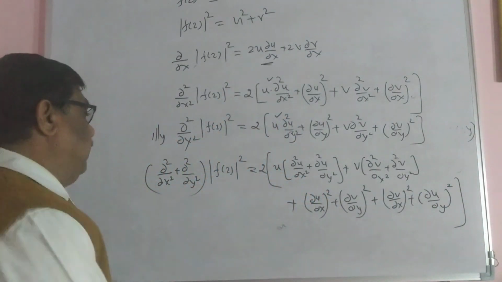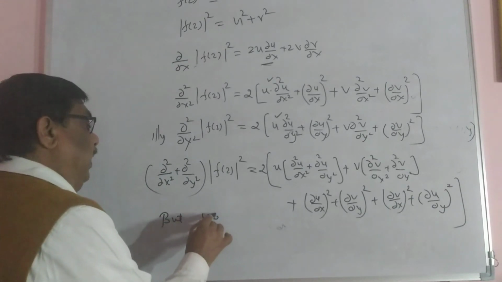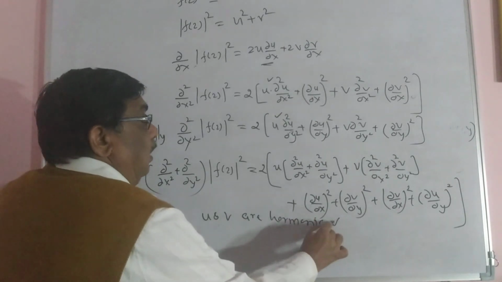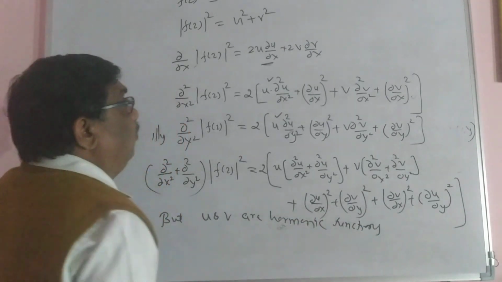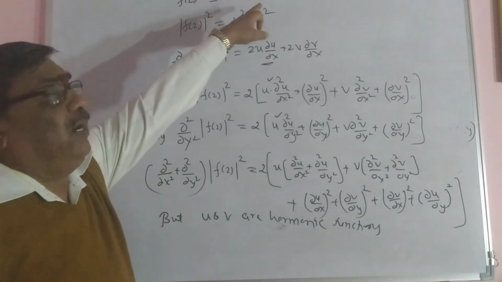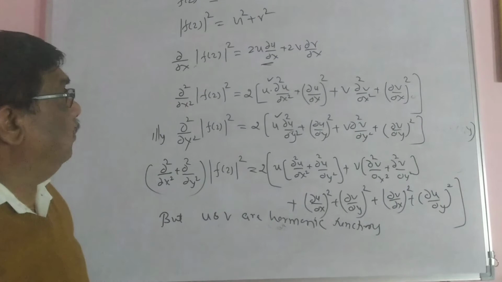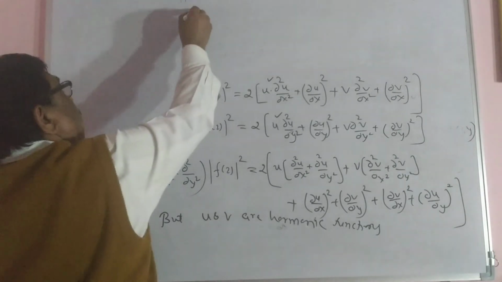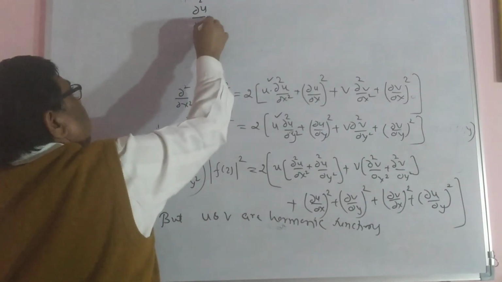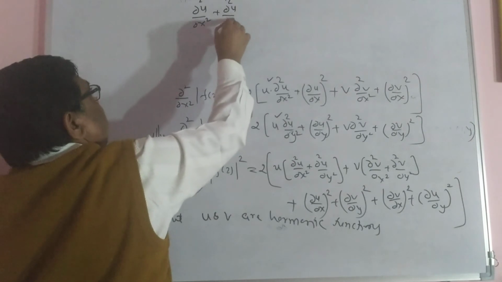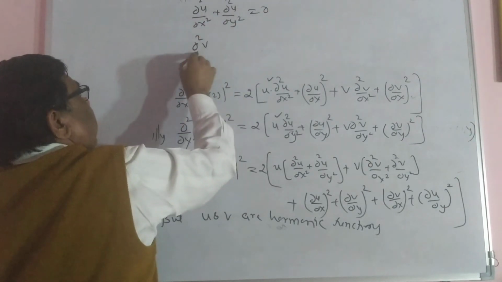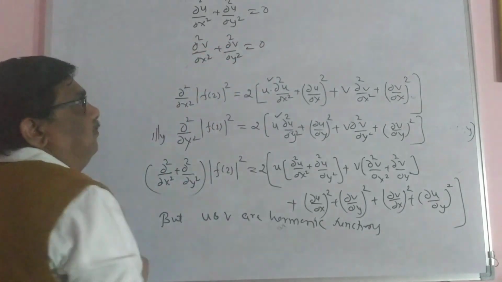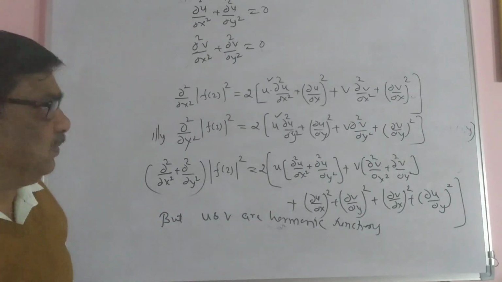But u and v are harmonic functions. Why are they harmonic functions? f of z is analytic, and u and v are harmonic functions. Then by the Laplace result, ∂²u/∂x² plus ∂²u/∂y² is 0, and ∂²v/∂x² plus ∂²v/∂y² is also 0.